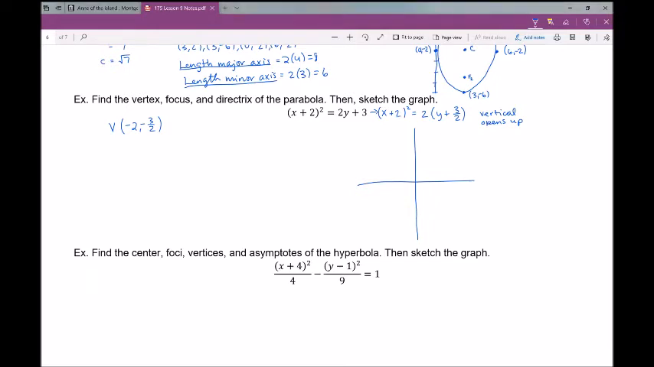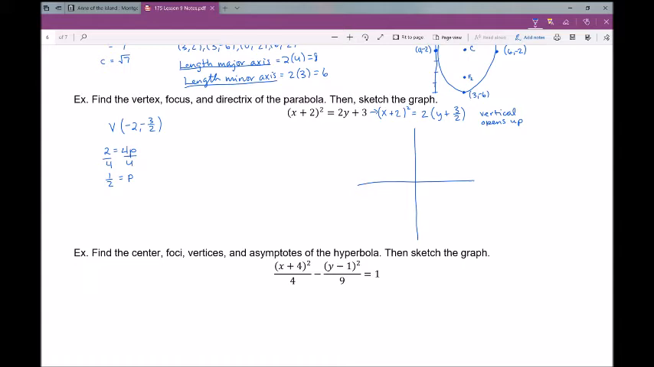So to find our focus, what we want to do is look at the coefficient 2 right here on the right side of the equation. We know that the coefficient of the equation of a parabola in standard form is equal to 4p. So 2 is equal to 4p. If we divide both sides by 4, p is equal to 1/2. So the focus is 1/2 unit away from the vertex, and the directrix is 1/2 unit away from the vertex.